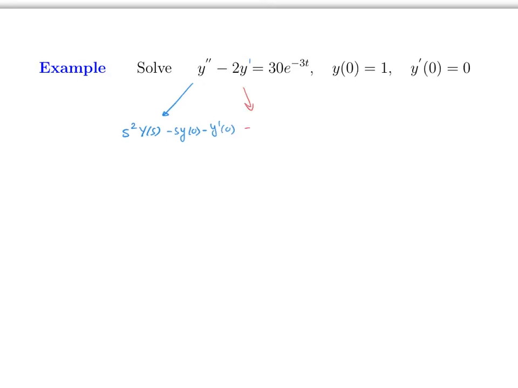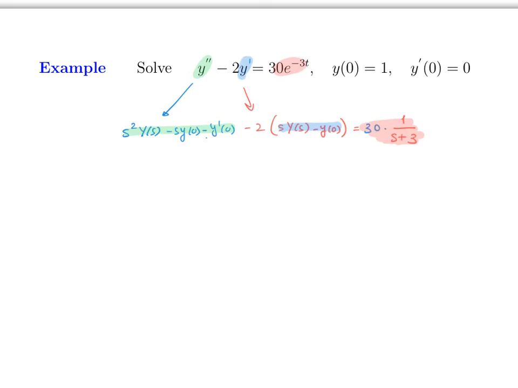Then for this one, it's going to be minus 2 times s capital Y of s minus y of 0. And on the other side, you're going to have 30 times the Laplace transform of e to the minus t, which if you use the table, is equal to 1 over s plus 3. Okay, so this gives you this. This gives you this. And this obviously gives you this. Right, then apply the initial conditions.